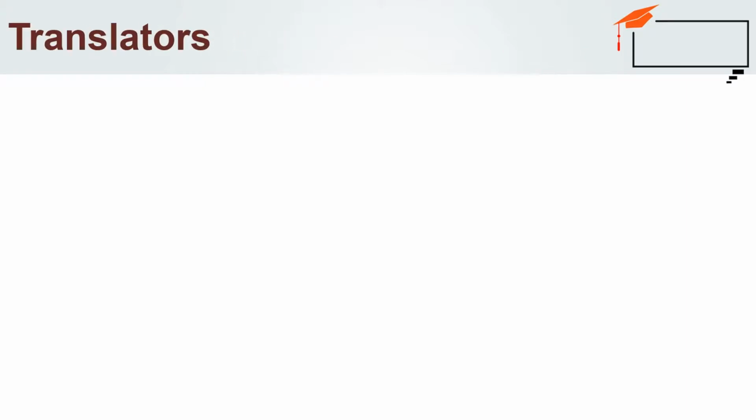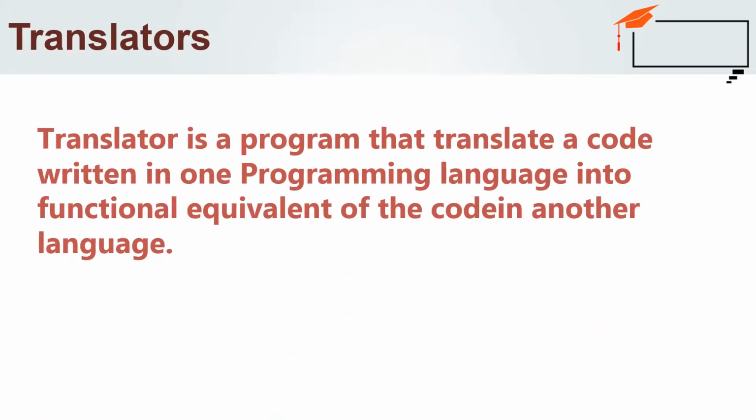A language translator is a program that translates code written in one programming language into a functional equivalent of the code in another language. The types of computer translators are assemblers, preprocessors, compilers, and interpreters.